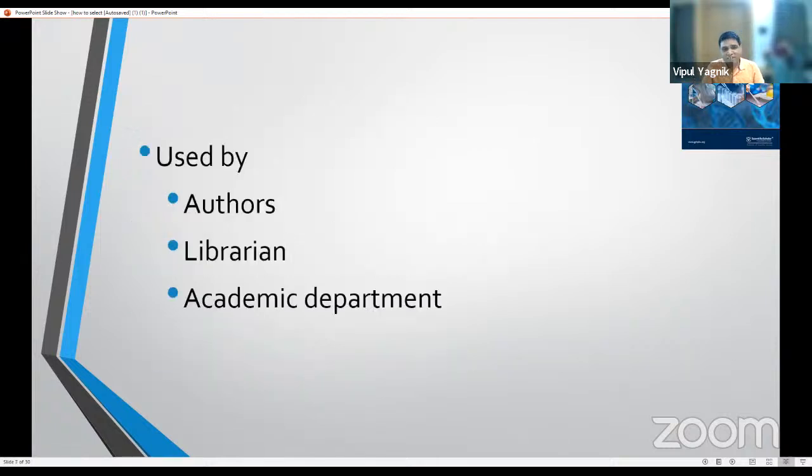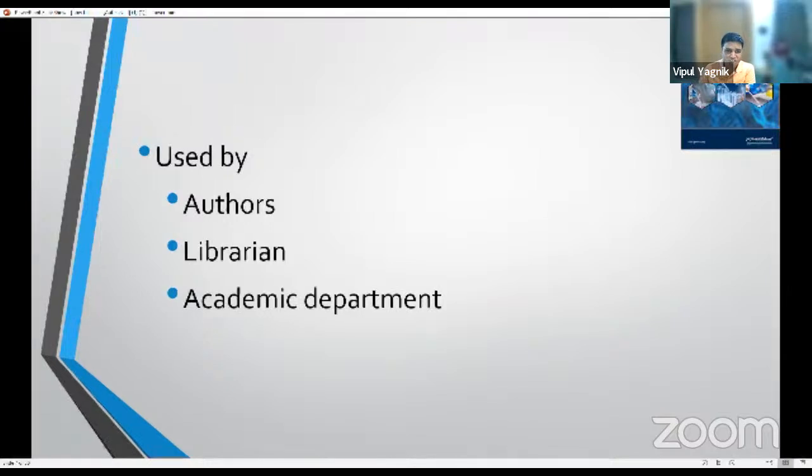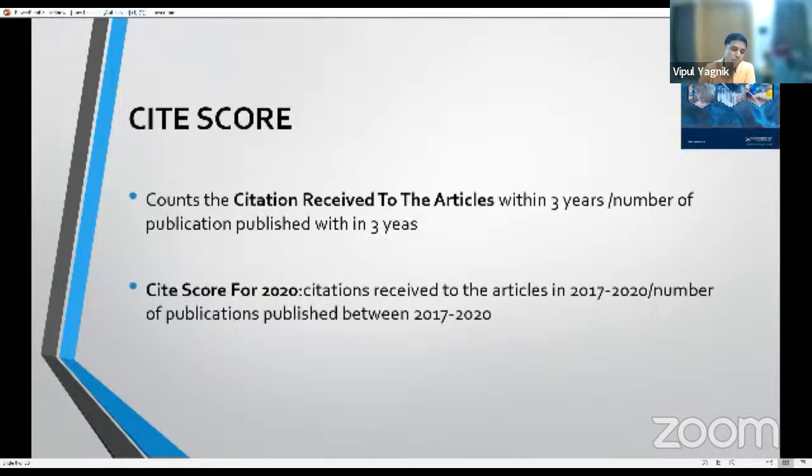Where is this impact factor used? Impact factor is used by the authors. Authors use it to select the journal in which to publish the article. Librarians use it to collect high impact journals, and academic departments use it to promote faculty in the department based on articles published in impact factor journals.